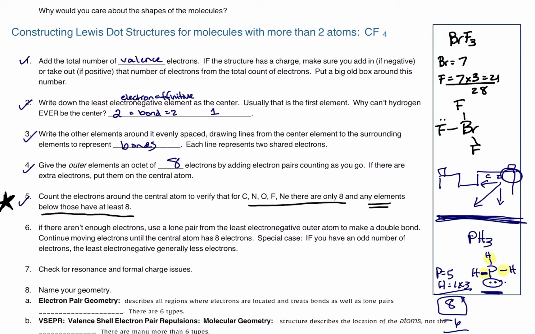Let me count down. So 28, and I've already used up 26, 24, 22, 20, 18, 16, 14, 12, 10, 8, 6, 4. Now notice my bromine, when I'm counting the electrons around that atom, it's only got 6, and I had 4 extras from what I just counted.